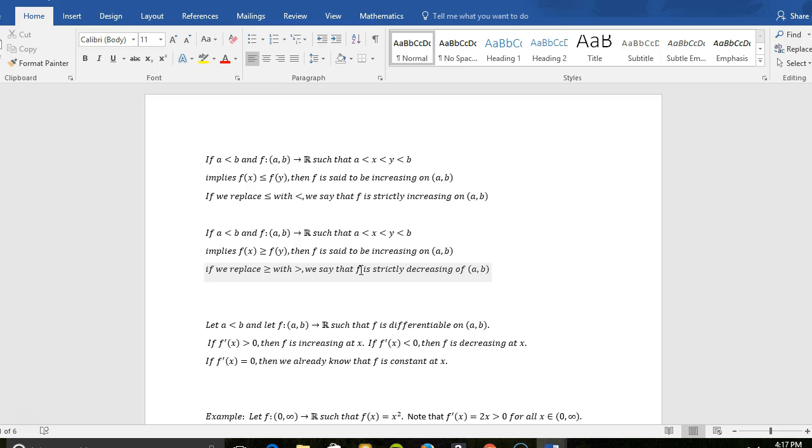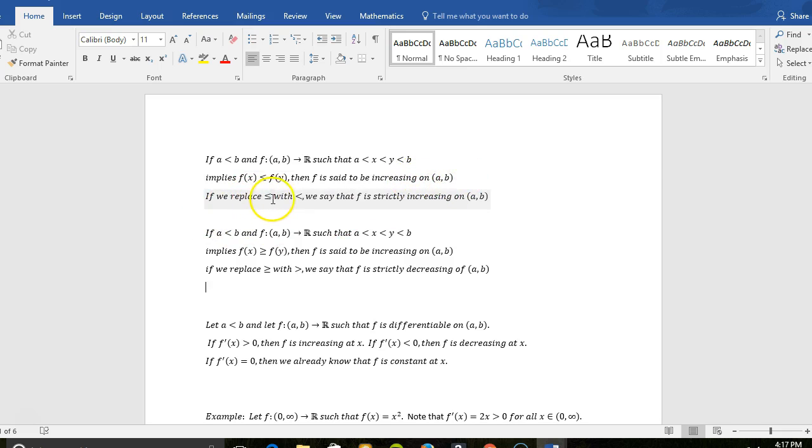Let's talk about derivatives and their relationship with whether the original function is increasing or decreasing or constant. If a is less than b, real numbers of course, and if f is a function on the open interval ab into the reals such that real number a less than real number x less than real number y less than real number b implies that f of x is less than or equal to f of y, then f is said to be increasing on ab.